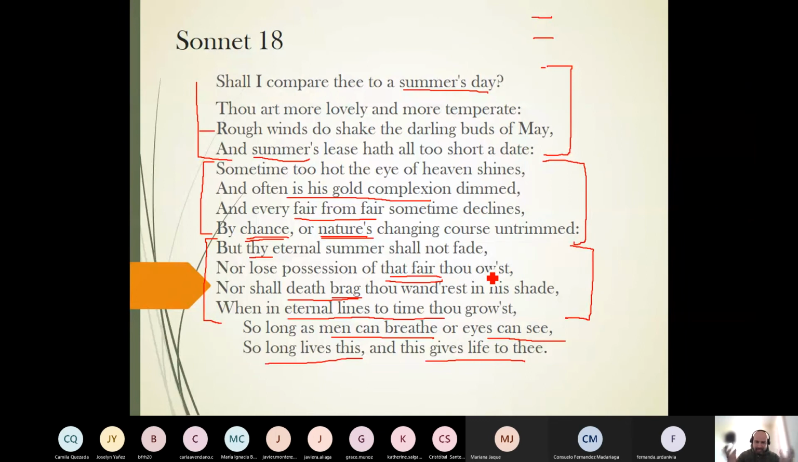And then the whole thing is closed in the couplet, saying, "As long as man can breathe, or eyes can see, this is going to live. This sonnet is going to live, and it's going to give you life." So that's an interesting proposition that probably you can get in the second time you read, right?